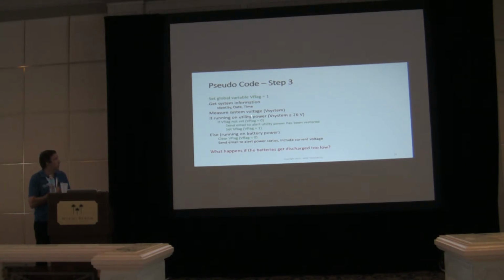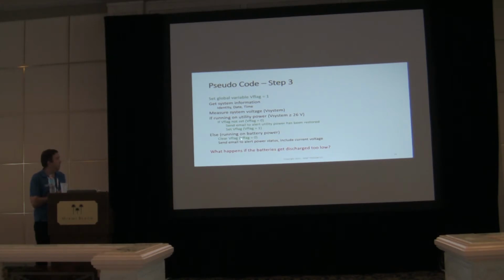If the power was out and it's now come back on, and we run the script again, we see the power's back on, we're greater than 26 volts. So if the flag is not set, this was the very first time that the script ever ran, and you'd have to set the flag to 0. Otherwise, we send an email alert to say that the power's back up. So now you know you're back in business, and you set the flag to 1, the power's back on. That first line was just there to handle that very first time the script ever ran.